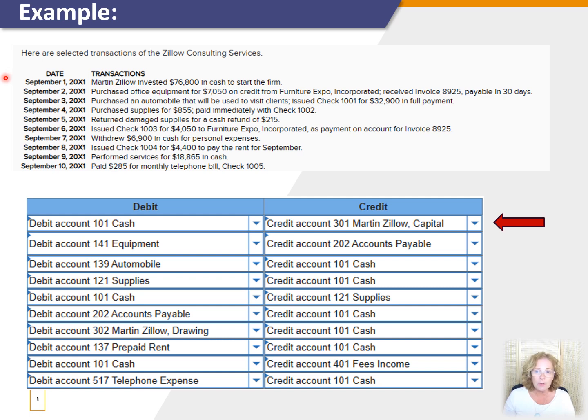We first analyze the transaction by deciding what resources or obligations of the company changed. In this case, the business cash increased and the obligation to Martin Zillow increased as well. Now we need to classify cash and the obligation to Martin Zillow. Cash is an asset, and assets increase with debits. Therefore, we need to debit cash. The obligation to Martin Zillow is an obligation to the owner and is part of owner's equity, which increases with credits. Therefore, we need to credit Martin Zillow capital.